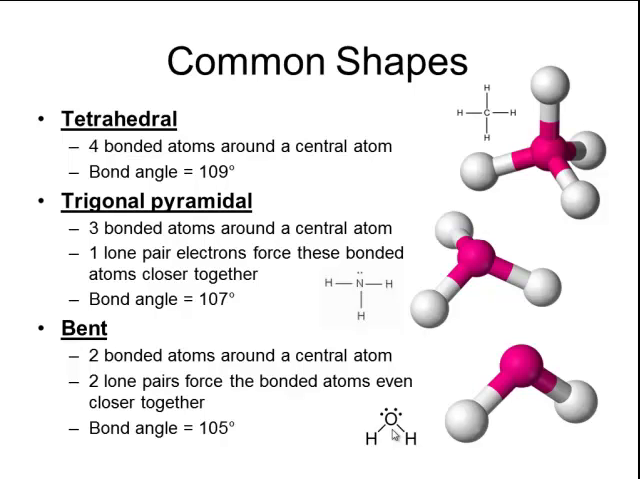Notice the commonality between these 3 shapes. All of them have 4 pairs of electrons surrounding the central atom. The differences between them is the number of bonded pairs of electrons versus the number of lone pairs of electrons, those that aren't shared in a chemical bond. So a tetrahedral molecule has 4 atoms and no lone pairs. Trigonal pyramidal has 3 bonded atoms and 1 lone pair, whereas bent has 2 bonded atoms and 2 lone pairs. These lone pairs of electrons make big differences in the 3-dimensional shape of the molecules.